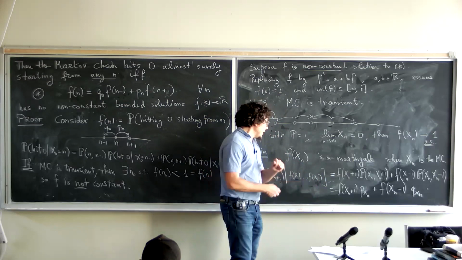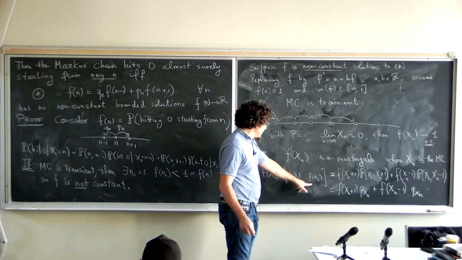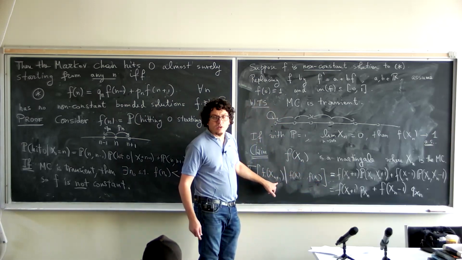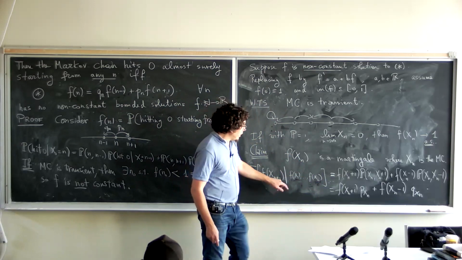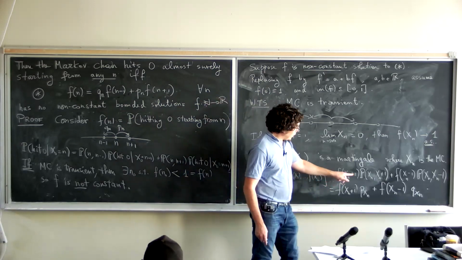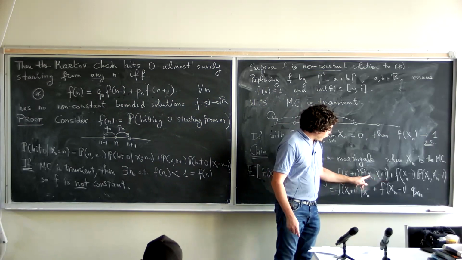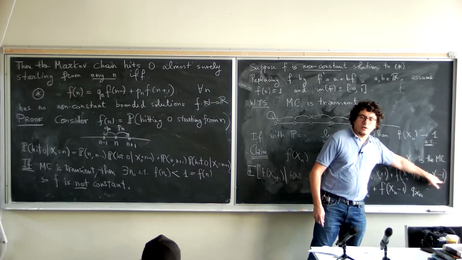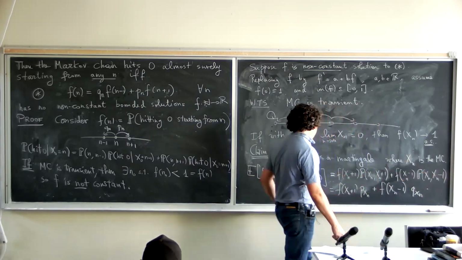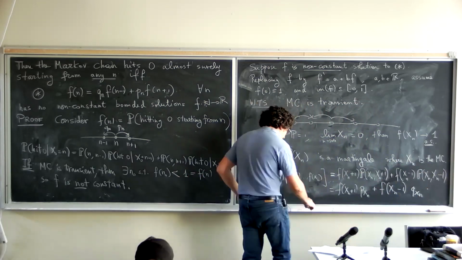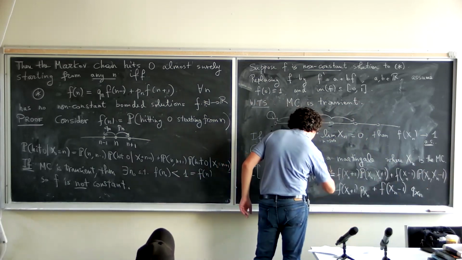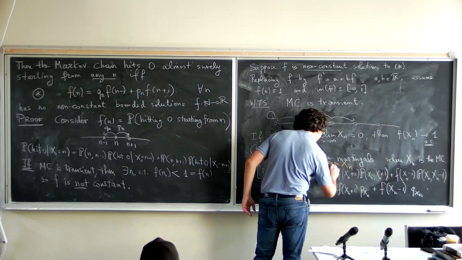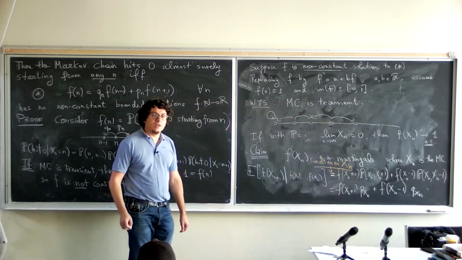Right? And now once you know the value of xn, what is the value of f of xn plus 1? Well, you have two options. Either you go from xn to xn plus 1, or you go from xn to xn minus 1. And then you get this. So here we are conditioning on knowing xn, the outcome.